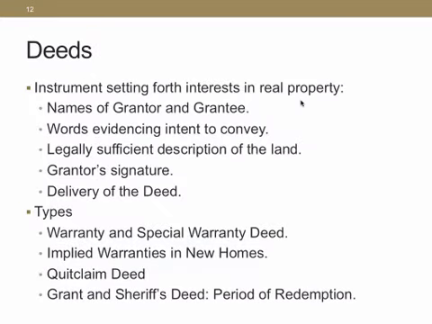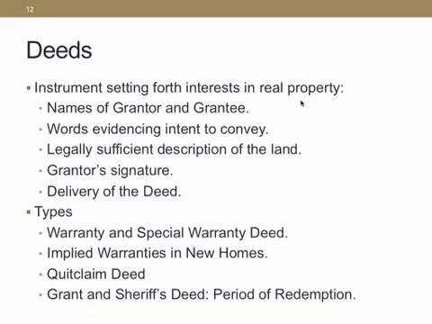A deed is an instrument that conveys an interest in real property. It has to have the name of the grantor and grantee, words evidencing an intent to convey, which could be simply from A to B, a legally sufficient description of the land, the grantor's signature, the one making the grant, and actual delivery of the deed.